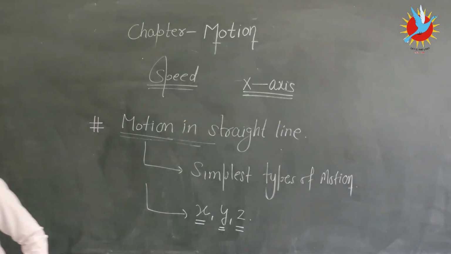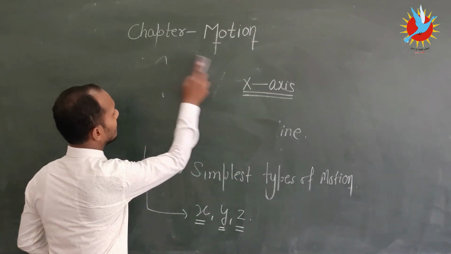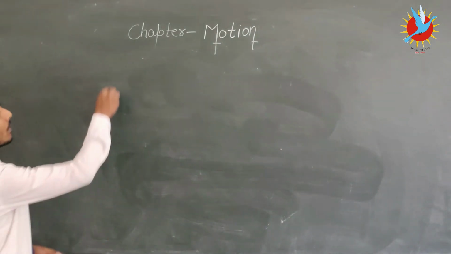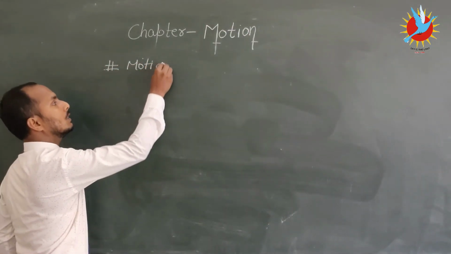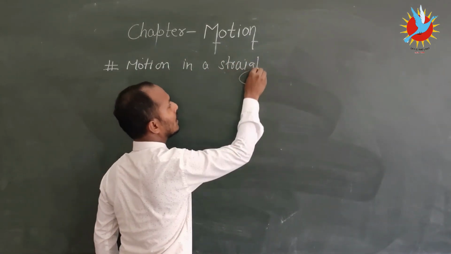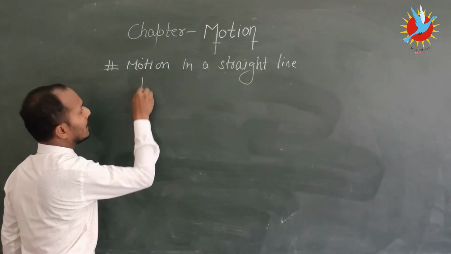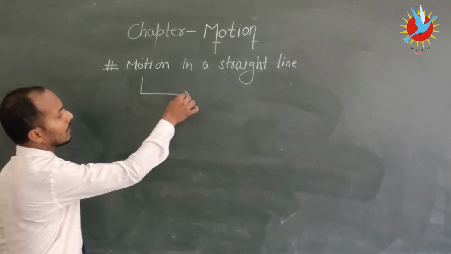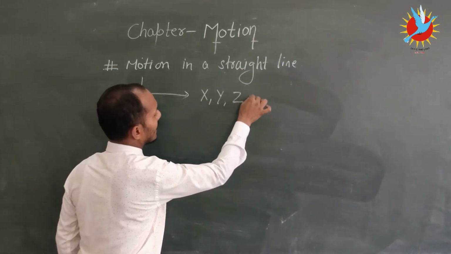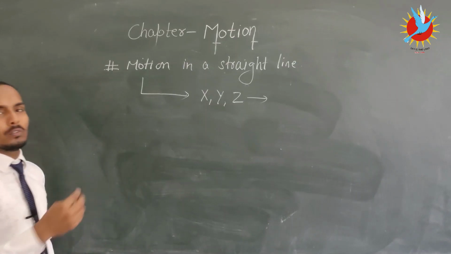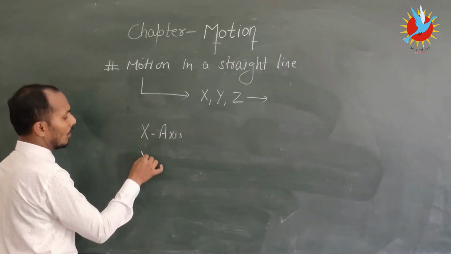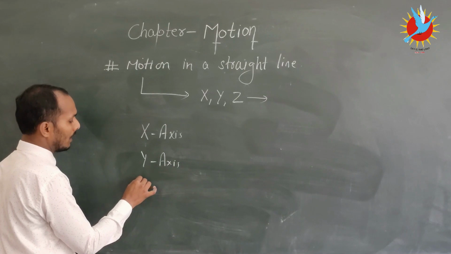Our topic is motion in a straight line. Out of the three coordinates, x axis, y axis, z axis, the body moves in only one dimension. It means it may be the x axis, it may be the y axis, or it may be only the z axis.